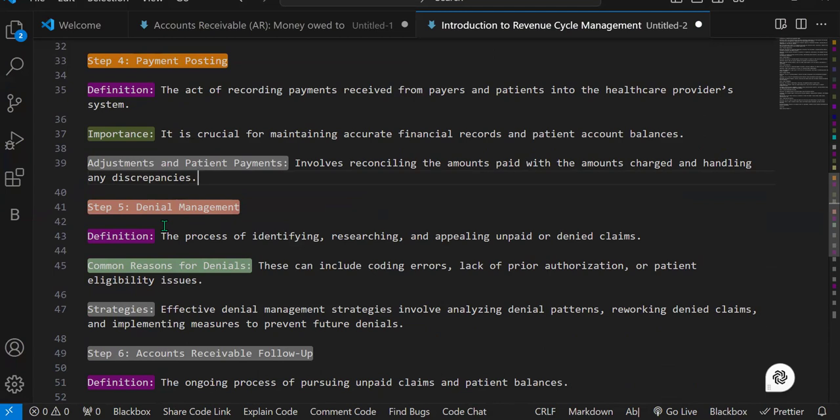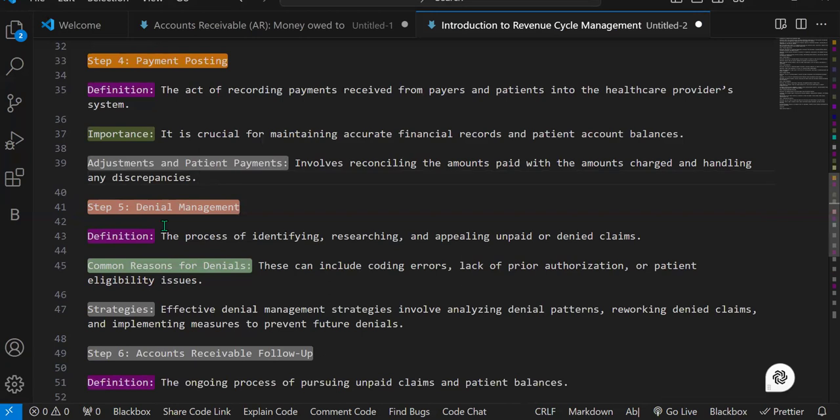So the process is identifying and researching. We have to identify what the problem is in the claim form, and research why it's delaying, and based on that we have to call the representative and close the claim by getting the payments to the doctor's office. Common reasons for denials can include coding errors and lack of prior authorization. So what is authorization?